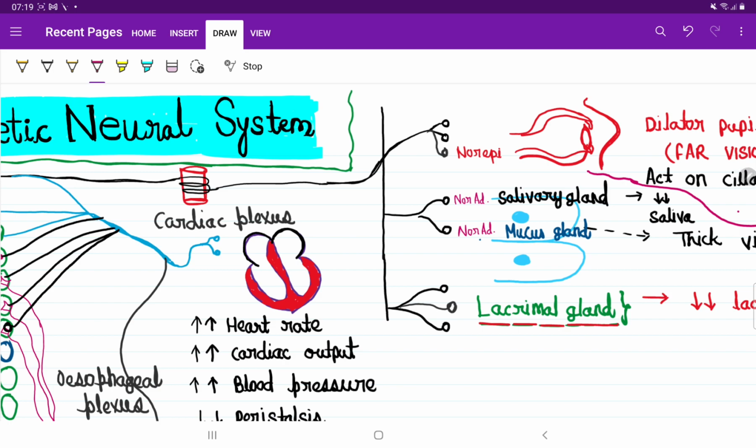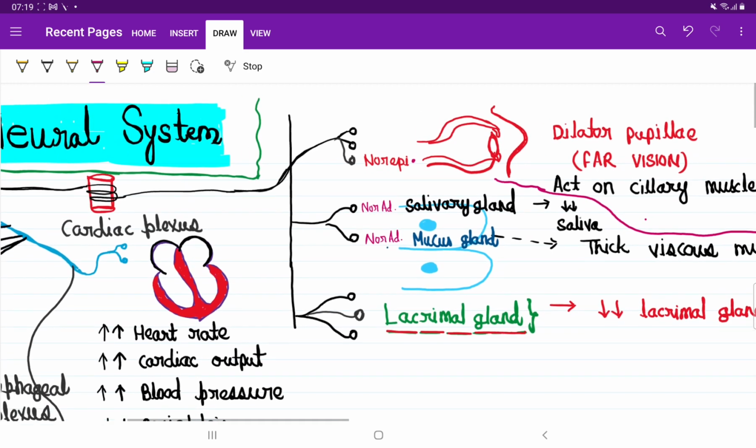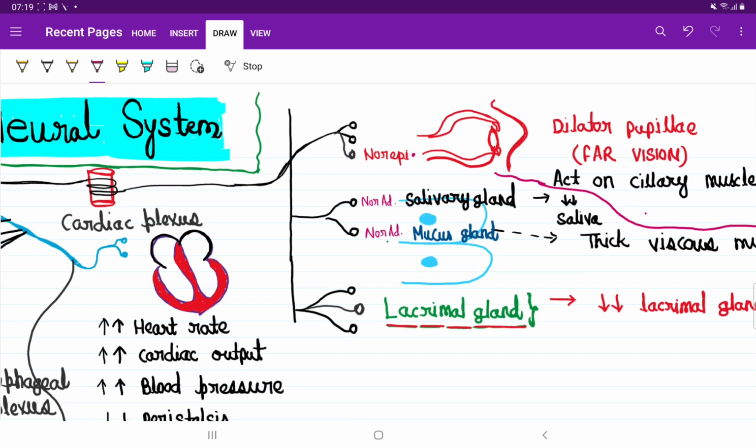When they supply the eye, they release the neurotransmitter norepinephrine. The sympathetic neural supply is also called the fight or fright condition. When you are in anger, in fear, when you are running, when you are in stress, the sympathetic neural supply will dominate in your body.